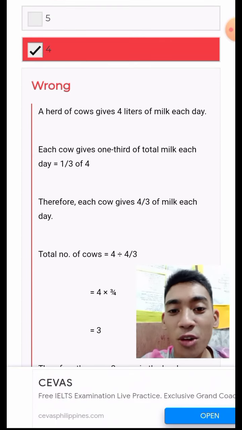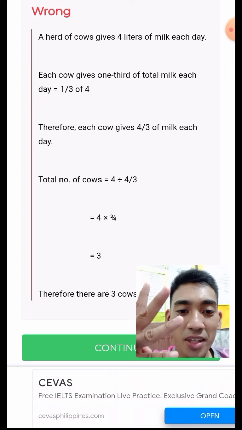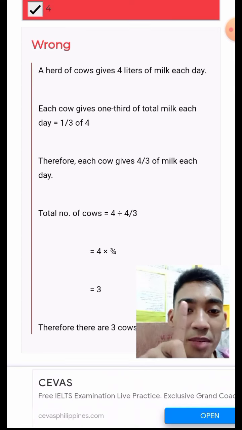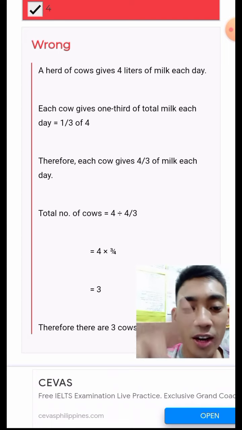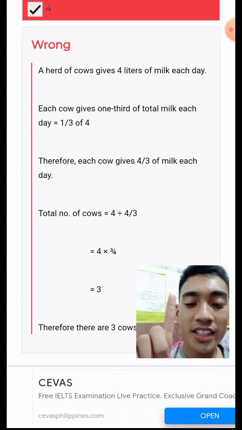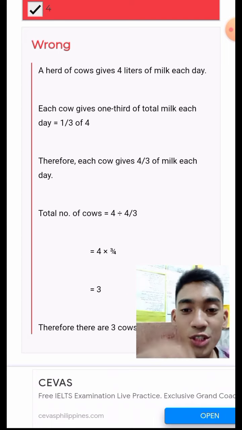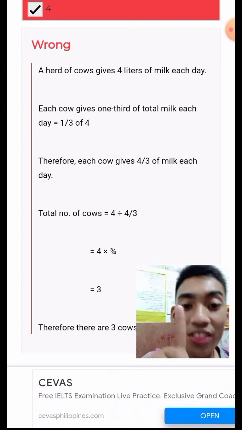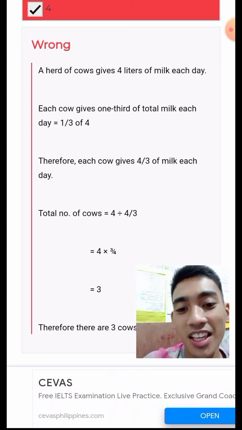A herd of cows gives 4 liters of milk each day. One cow gives 1/3 each day. So therefore, in one day, this group of cows can give 4, and one cow can give 1/3. So 1/3 of 4 liters is 4/3. Therefore, each cow gives 4/3 of milk each day.